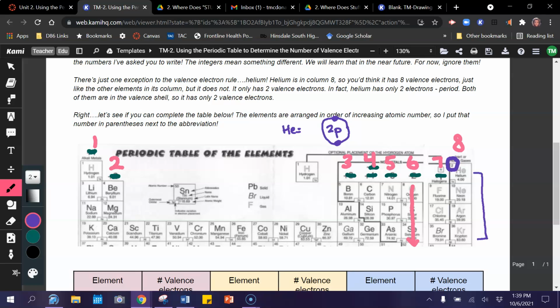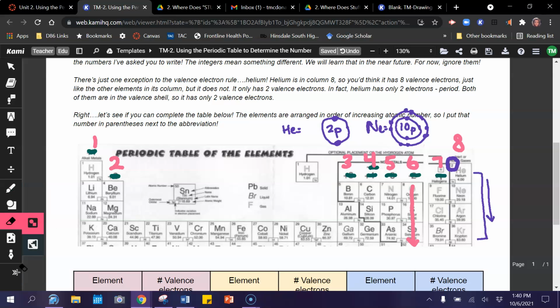To show you a little bit more about what I mean, let me draw neon. Neon has 10 protons, and the first 2 will go in the first ring, and the final 8 will all go in the outermost shell. So because neon's outermost shell, the valence shell, has 8 electrons in it, it has a full valence shell, just like all of the other elements that are in this column.